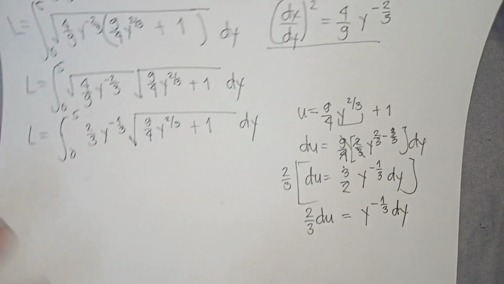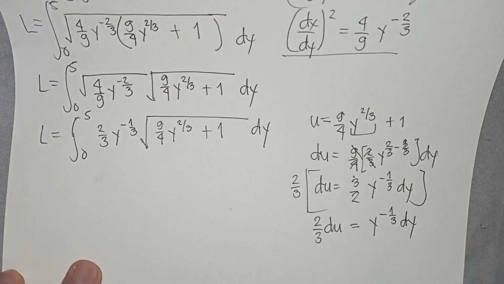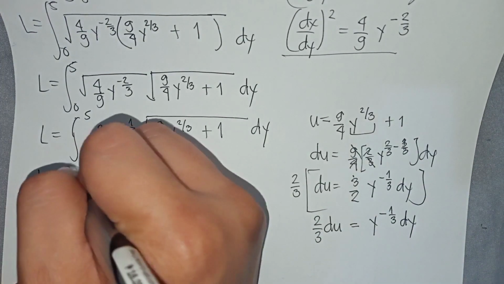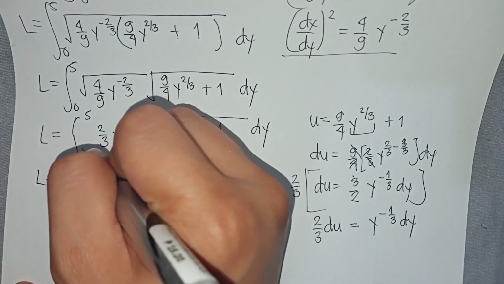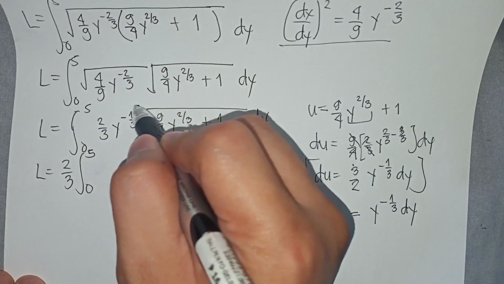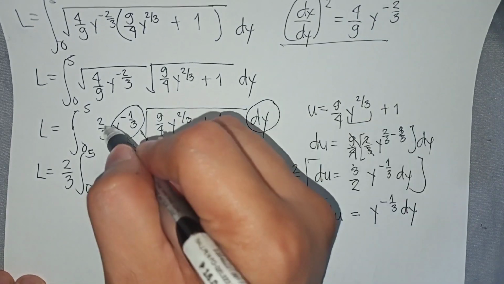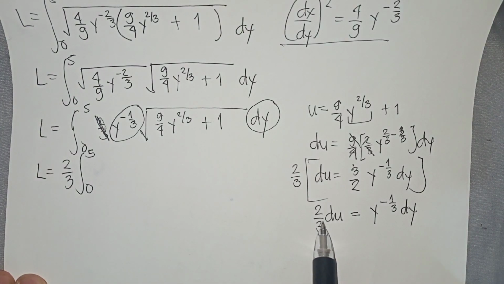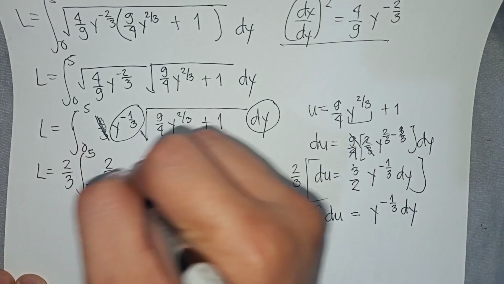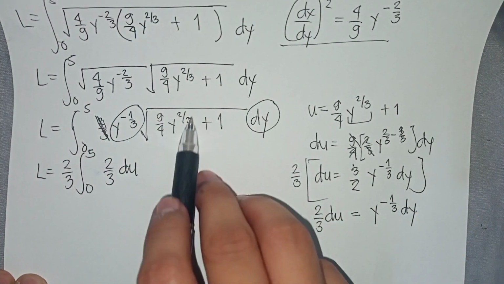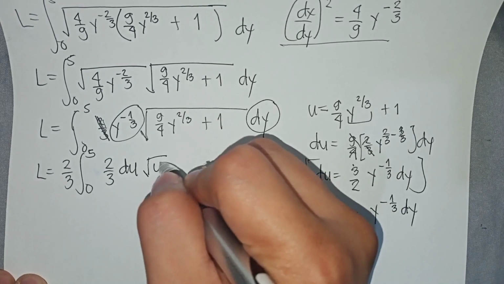Okay, so para saan ba itong mga u substitution natin? So, kung mapapansin nyo, ito pwede nating ilabas yung 2 over 3, no? From 0 to 5, di ba? Kung mapapansin nyo, yung y raised to negative 1/3 dy, di ba equal yan dito? So, ito, wala na yung 2/3 sa loob. Nilabas na natin dito. So, ibig sabihin, yan ay magiging equal sa 2 over 3 du. Tapos, kung mapapansin nyo, yung nasa loob ng radical natin, yan yung nilet u natin. So, times square root of u.